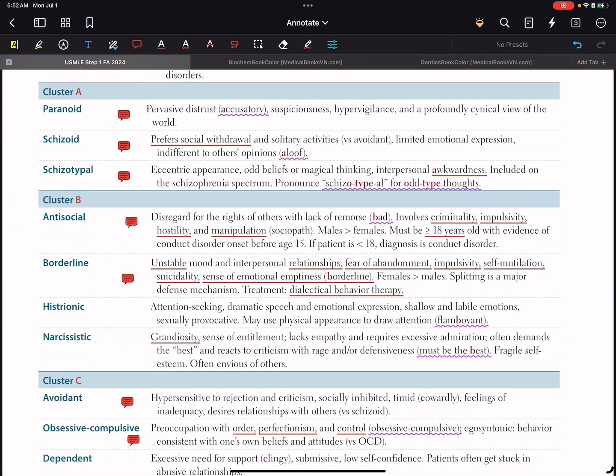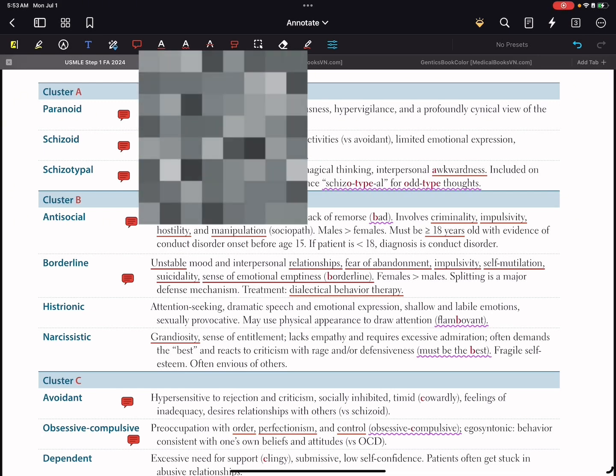So this is antisocial, borderline, histrionic, narcissistic. Antisocial: disregard for the rights of others with lack of remorse, bad. Involves criminality, impulsivity, hostility, and manipulation. Sociopath. Males more than females, must be more than 18 years old with evidence of conduct disorder before age 15. If the patient is less than 18, the diagnosis is conduct disorder. Okay, so we have two disorders: conduct disorder and antisocial personality disorder. Antisocial is disregard for the rights of others with lack of remorse, bad. Involves criminality, impulsivity, hostility, manipulation. Sociopath. Males more than females, must be more than 18 years old with evidence of conduct disorder. Okay, let's see. So he's 19.